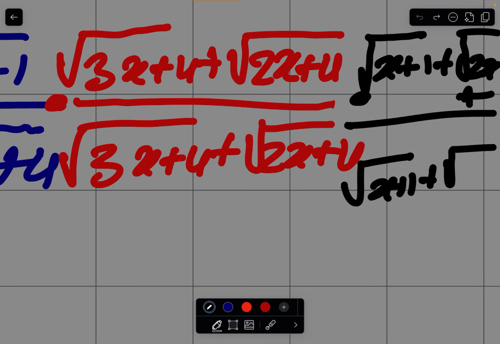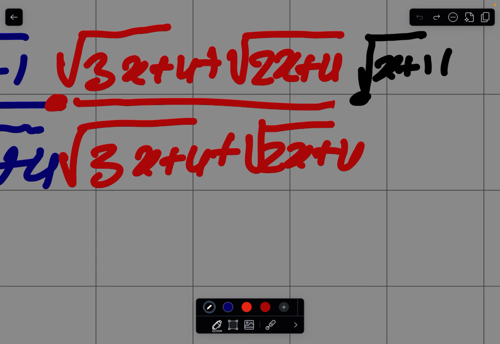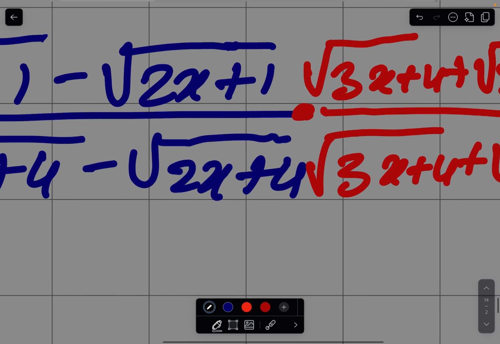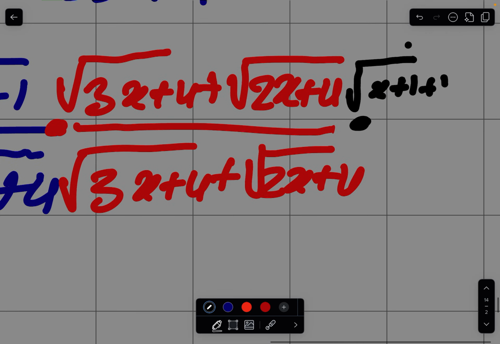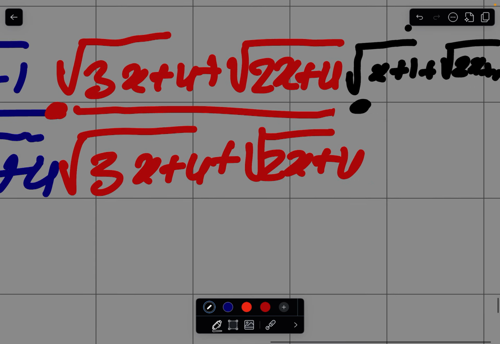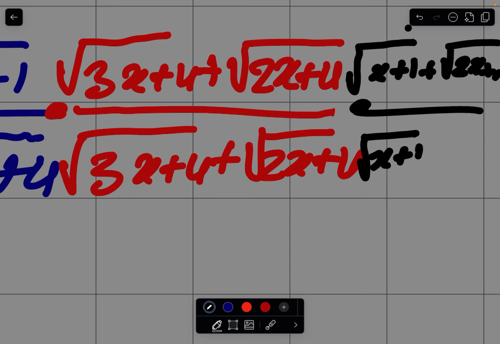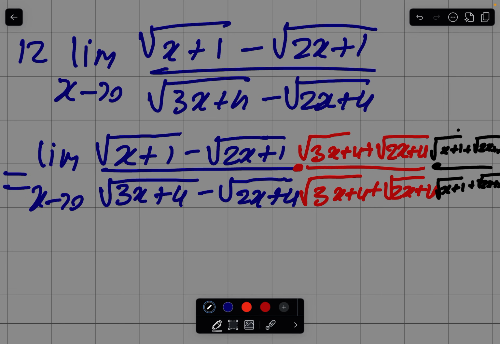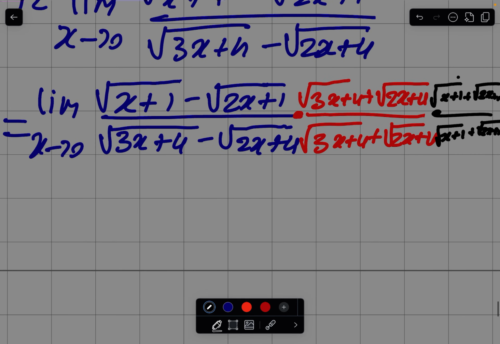Let me do this and stop wasting time. We have square root of x plus 1. Therefore, we have plus square root of 2x plus 1. My handwriting doesn't allow me to do such things. We also have square root of x plus 1 plus square root of 2x plus 1. Understand? My handwriting is very bad.